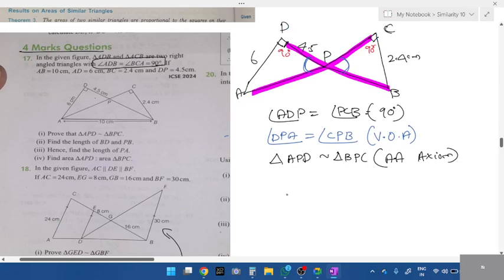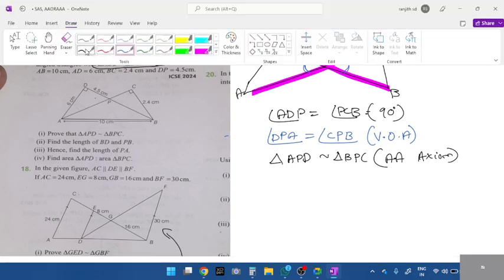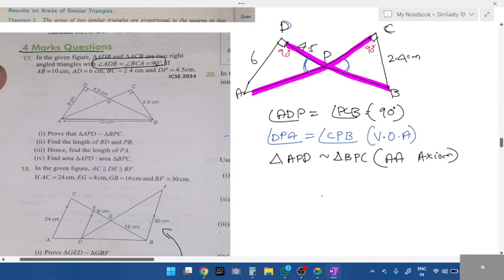we need to find the length of BD and what else? BD and... respond. Where is BD? Where is BD? Is it in the first triangle or two triangles combined together? Okay, what about PB? One triangle, okay. If these two triangles are similar, students, let us use similarity concept now. Similarity. Opposite to angle P, what do we have? Opposite to angle P, which side do we have?